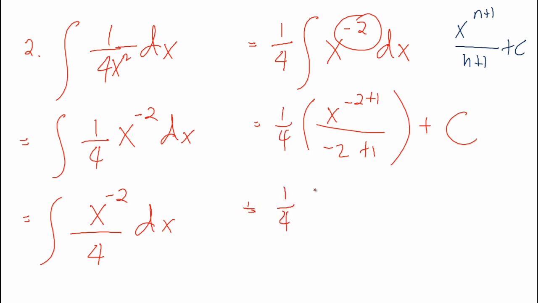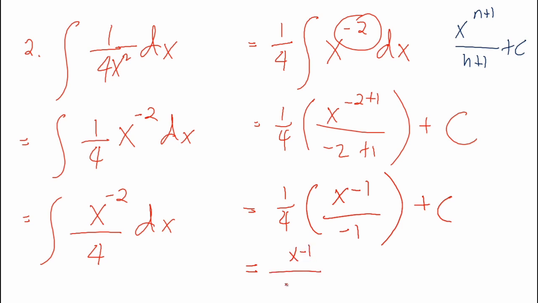So that's negative 2 plus 1. So that is x to the negative 1 over negative 1 plus c. Now negative 1, understandable, we have here 1, or we can put 1/4. And 1/4 times the negative 1, we can write it as x to the negative 1 over negative 4. Right? Or the negative here, we can put it here.